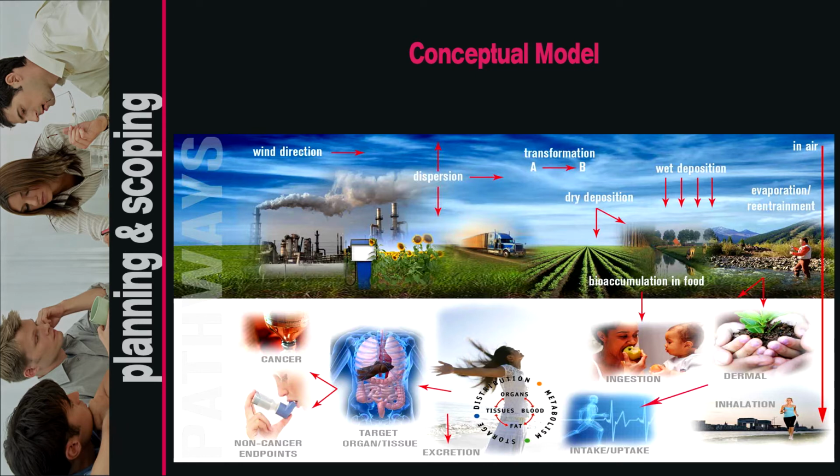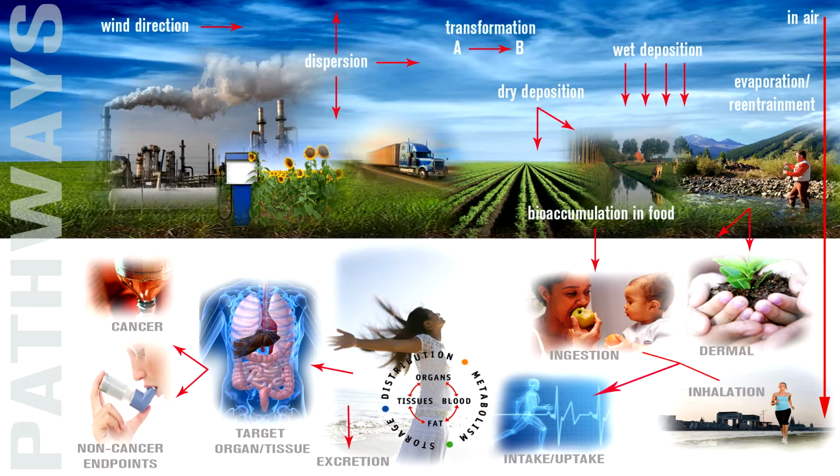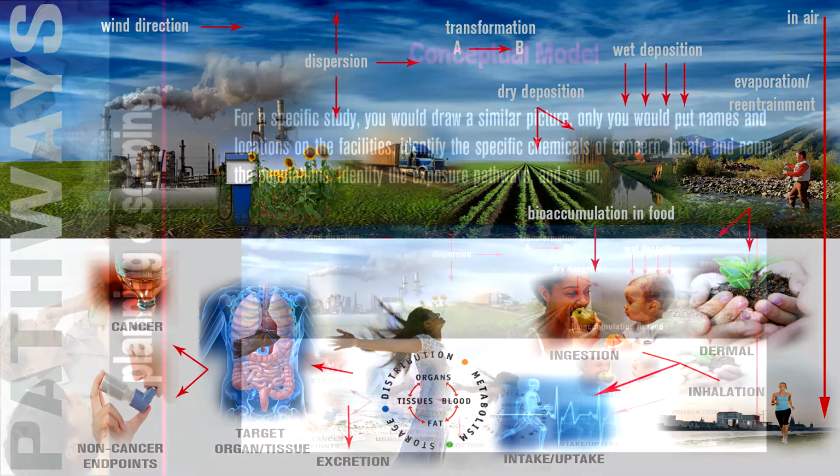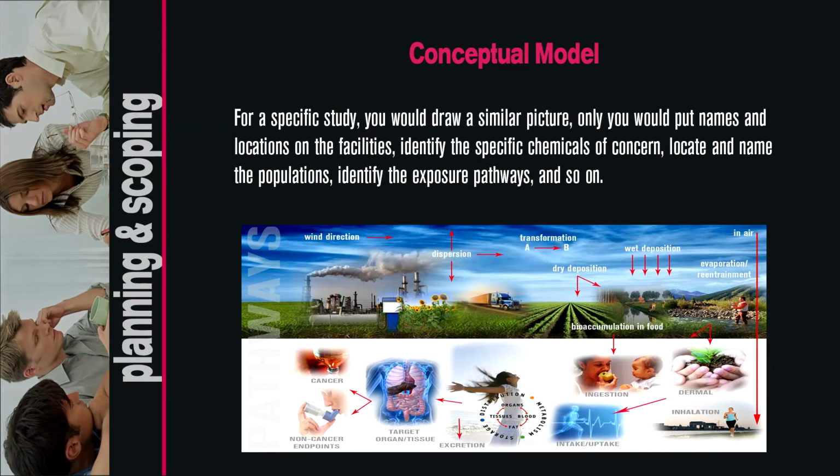You've seen this picture before. This is our generic drawing of some of the things that can happen in the real world when air toxics are released. For a specific study, you would draw a similar drawing, only you would put names and locations on the facilities, identify the specific chemicals of concern, locate and name the populations, identify the exposure pathways, and so on.